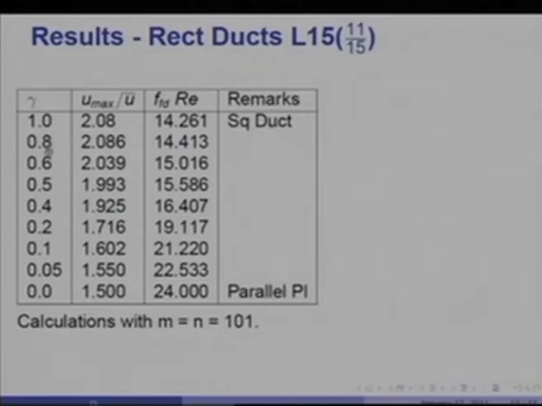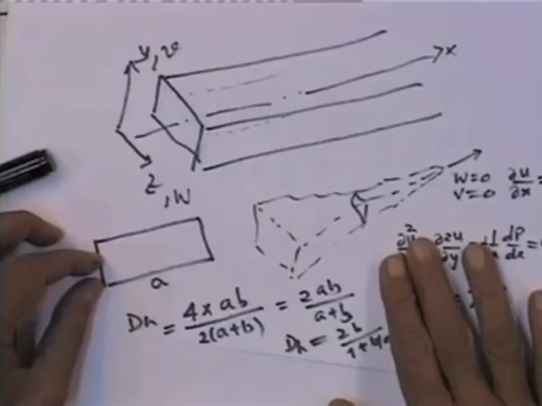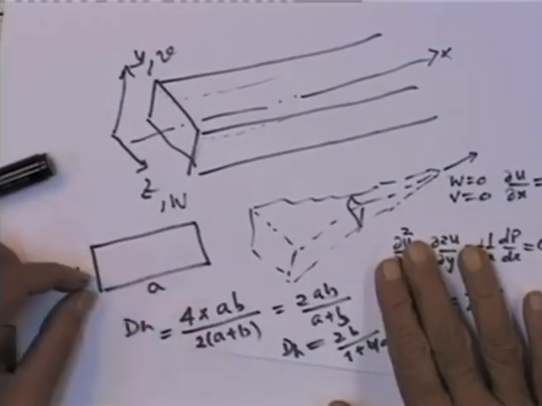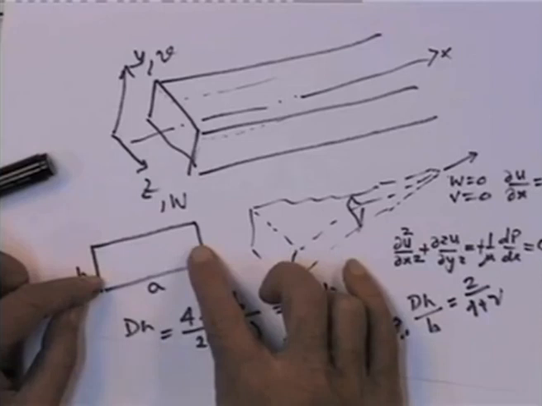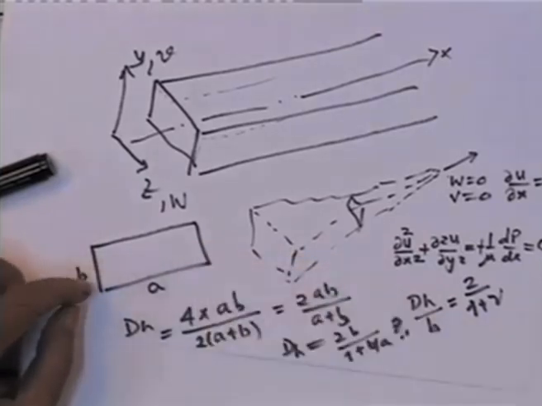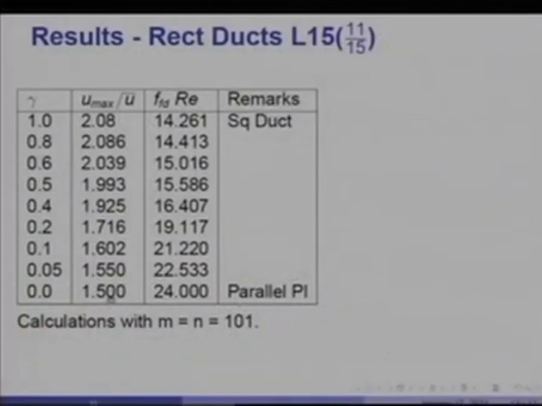As you go on reducing the aspect ratio, you see that the u max to u bar ratio in general goes on falling, and the friction factor times Reynolds number goes on increasing. When we come to 0, that is when the shorter side is much smaller than a, you approach more or less the flow between parallel plates, and u max over u bar, as you recall, would be 1.5 and f Re is 24, which is a very well known result.